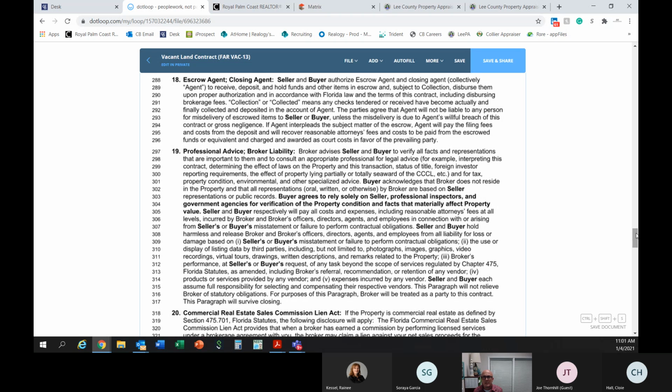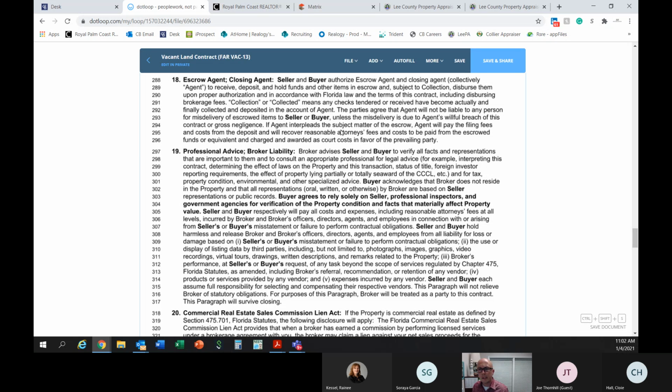Escrow agent, closing agent. Seller and buyer authorize escrow agent and closing agent, collectively agent, to receive, deposit, and hold funds and hold items in escrow and, subject to collection, disperse them upon proper authorization in accordance with Florida law and the terms of this contract, including dispersing brokerage fees. Collection or collected means any checks tendered or received have become actually and finally collected and deposited in the account of the agent. The parties agree that the agent will not be liable to any person for misdelivery of escrowed items to seller or buyer, unless the misdelivery is due to the agent's willful breach of this contract or gross negligence.